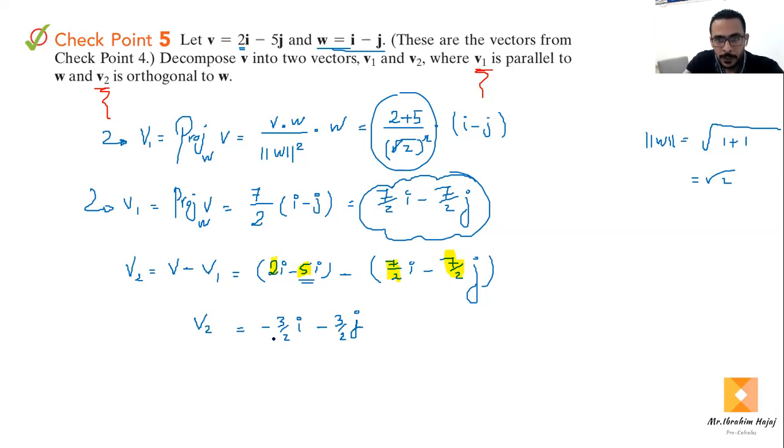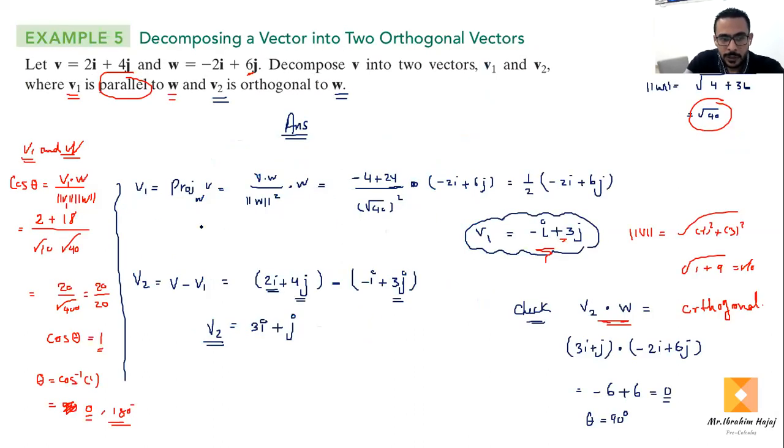That's it. He only wants vector 1 and vector 2. I did a check in the previous question on whether V1 and W are orthogonal or parallel: V1 and W are parallel, and V2 and W are orthogonal.